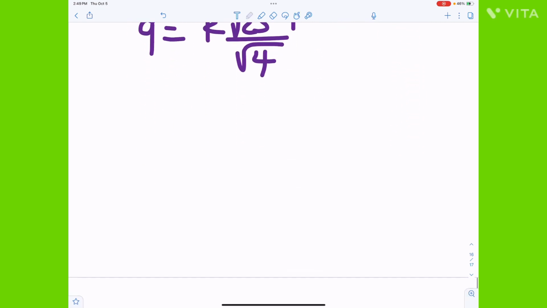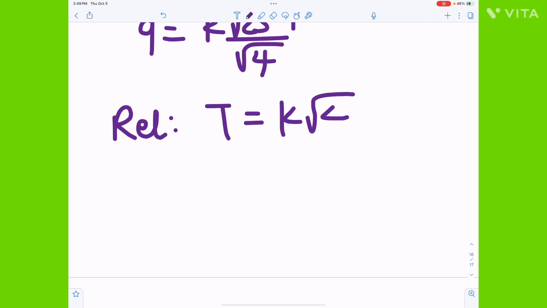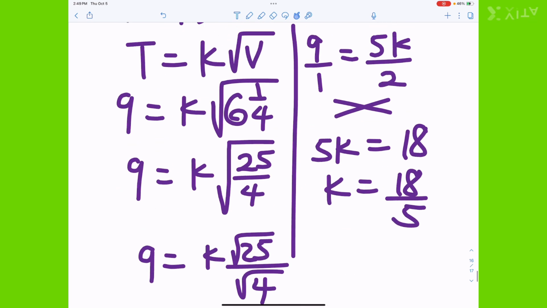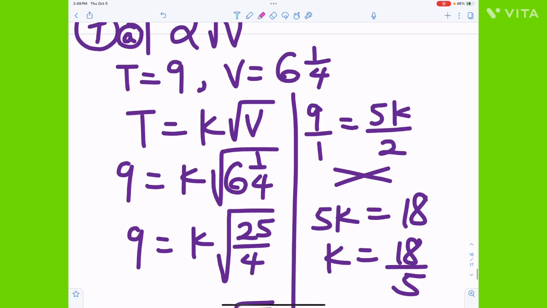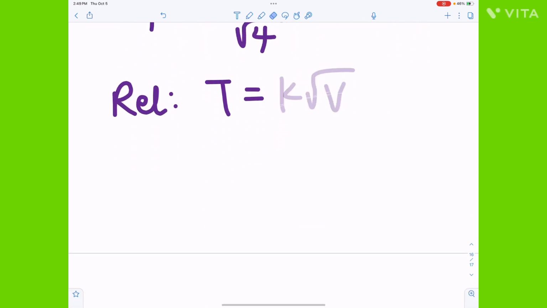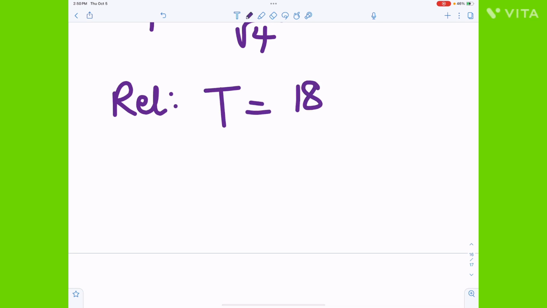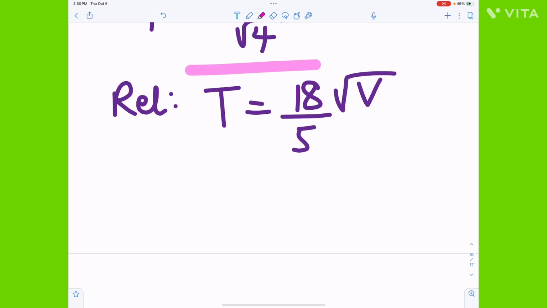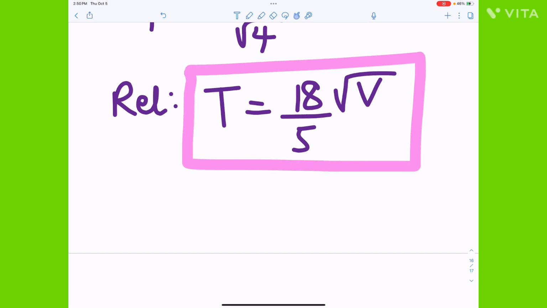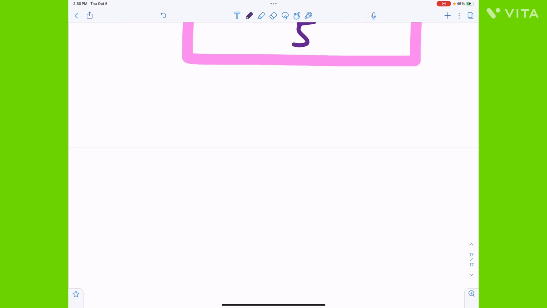Now, going back to my relationship. My relationship is meant to be t is equal to k root v. But now that I know the value of k as 18 over 5, I don't need to write k anymore. I'll just write my value for k. So the relationship is t is equal to 18 over 5 root v. This is the relationship between t and v. That ends part A in the question.